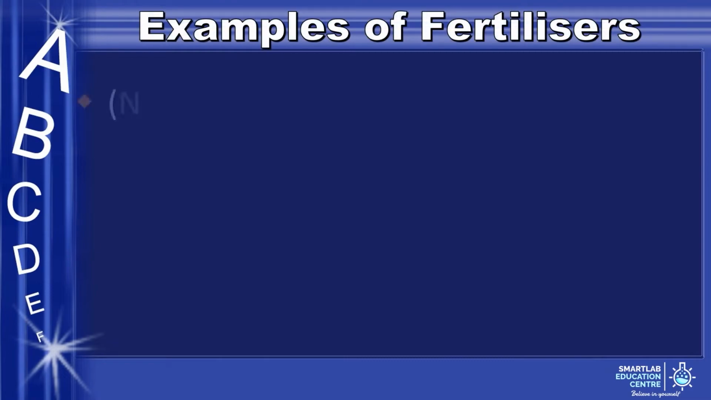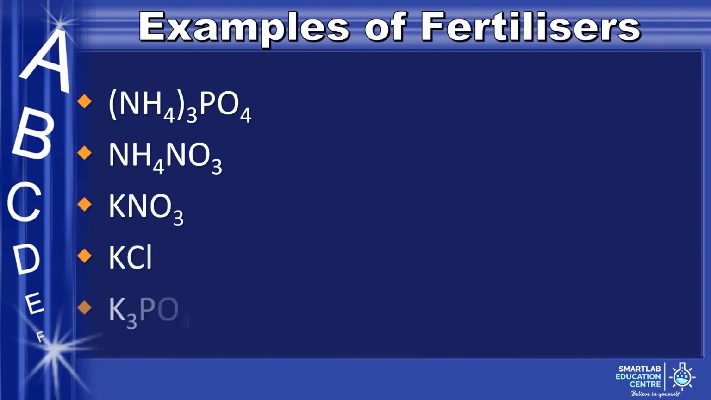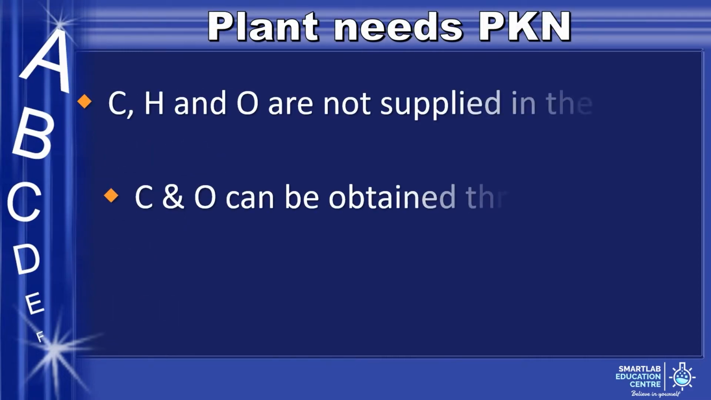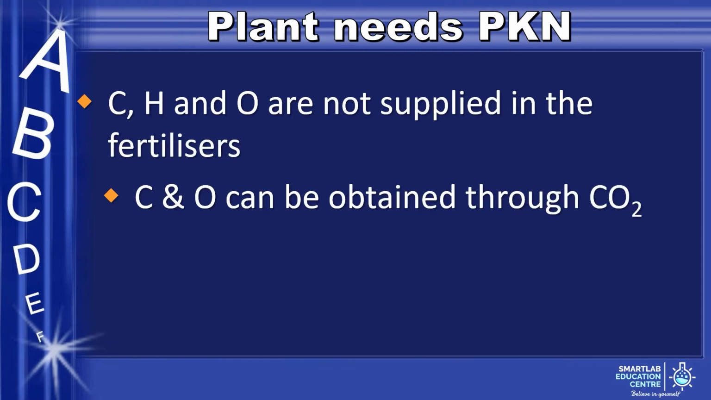Here is a list of some fertilizers that are being utilized. CHNO are not supplied in the fertilizers, however CNO can be obtained through carbon dioxide. And HNO is obtained through water.